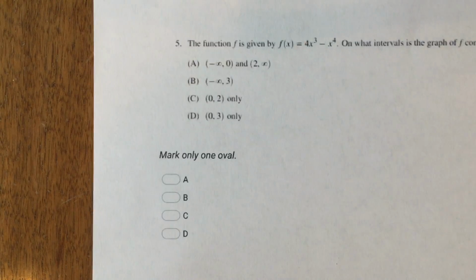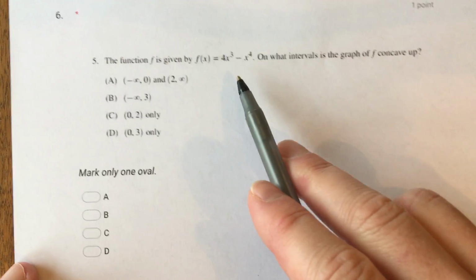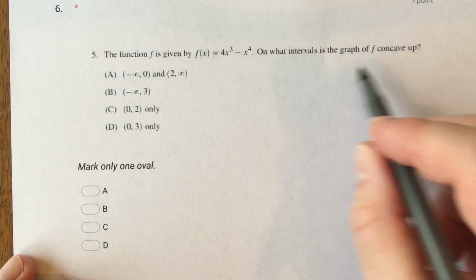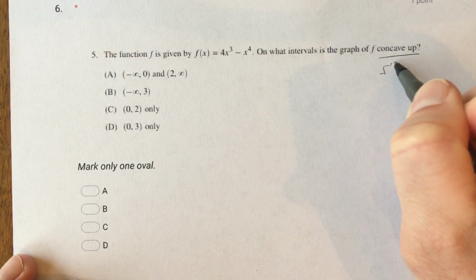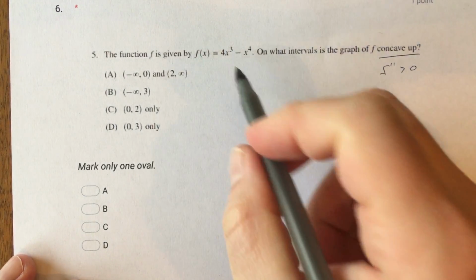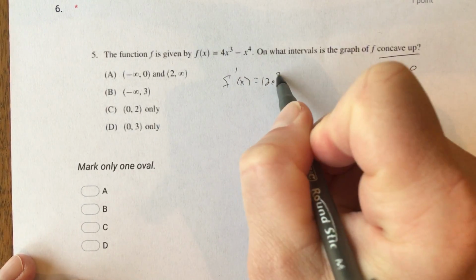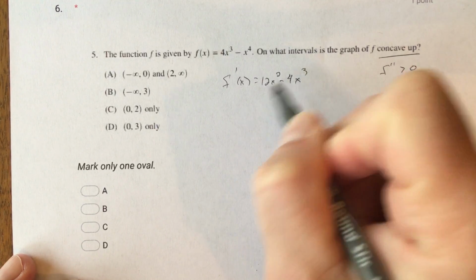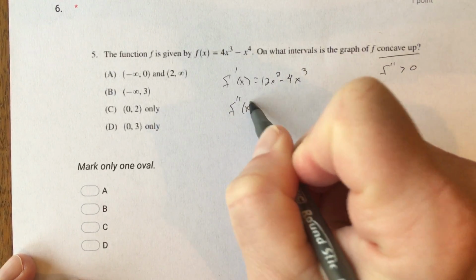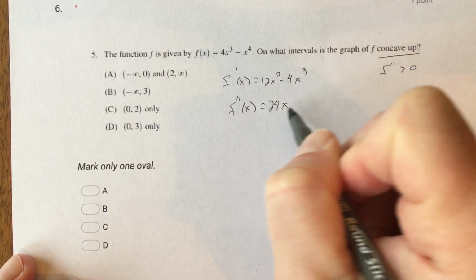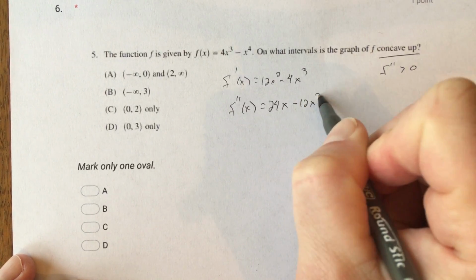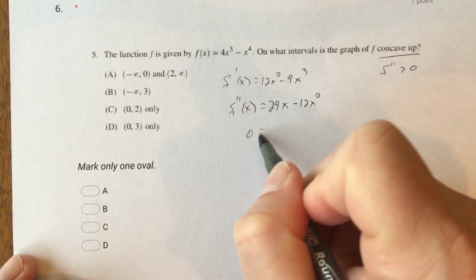All right, then our last one here. It says we got a function given to this. When is it concave up? It will be concave up when its second derivative is positive. So we'll take the first derivative, 12x squared minus 4x cubed, and then take the second derivative, 24x minus 12x squared. We're going to set that equal to 0.